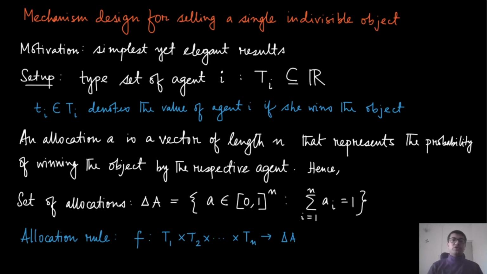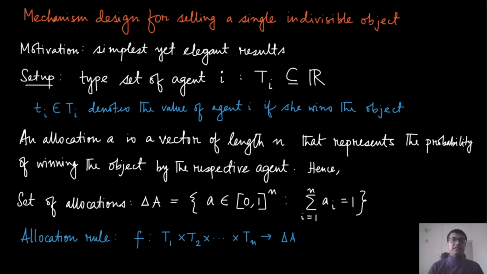In this module, we are going to take a deeper look at one specific problem, which is the mechanism design problem for selling a single indivisible object. So this is one of the simplest settings. The reason that we are going to discuss this is that even though it is the simplest setting, it gives certain elegant results. So let us jump into the setup.